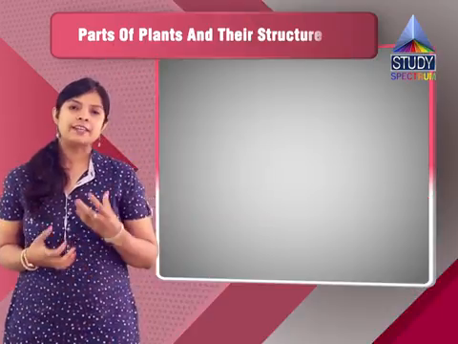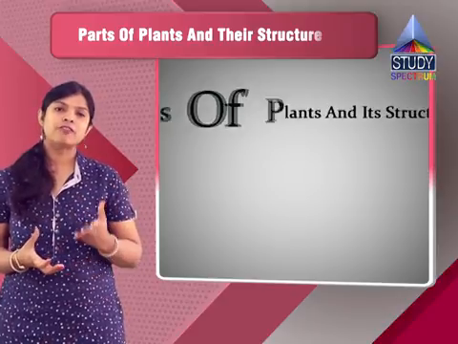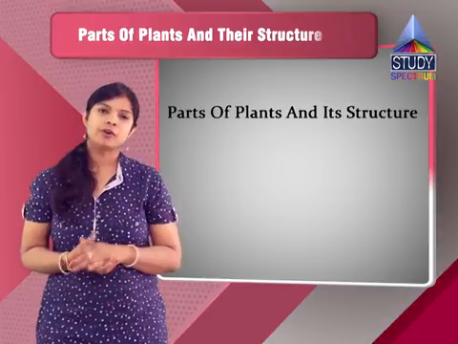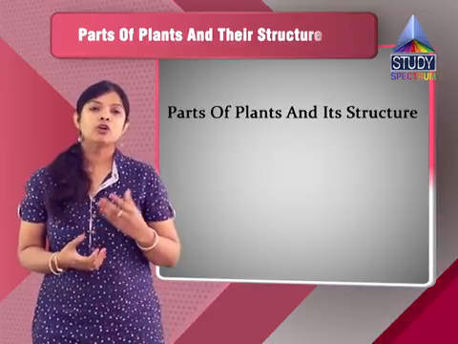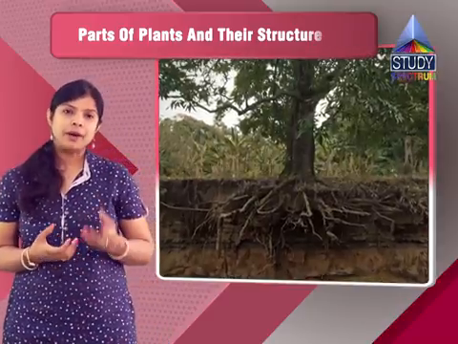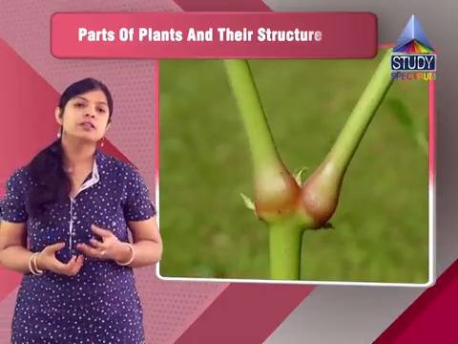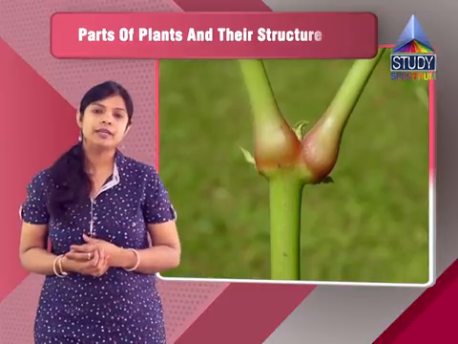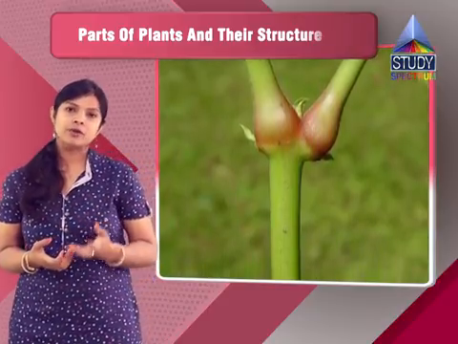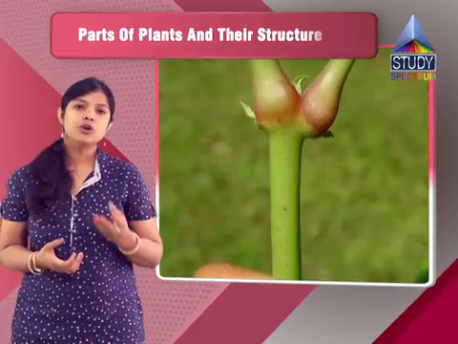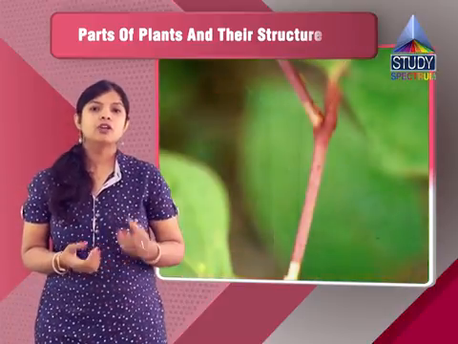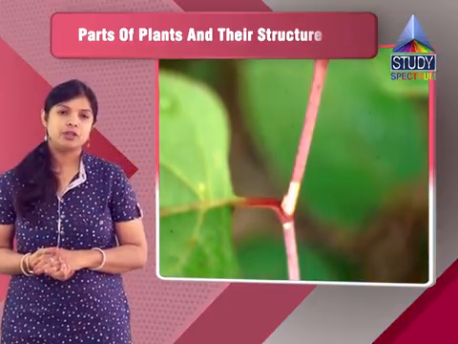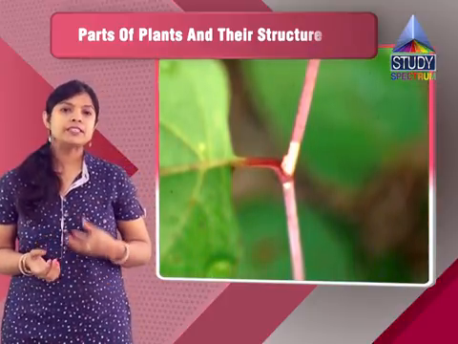So students, let us start with the exercise of parts of plants and their structure. Question 1 is, match the following. In column A: root, part of stem between nodes, stem, bud. In column B: number 1, stem grows in height. Number 2, growing from plumule. Number 3, growing from radicle. Number 4, internode. So students, the first one is root.